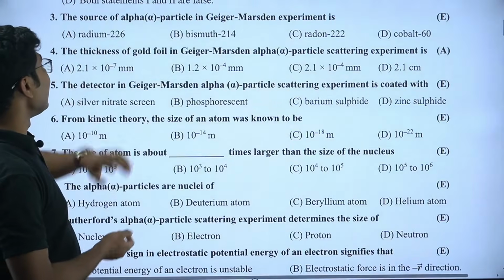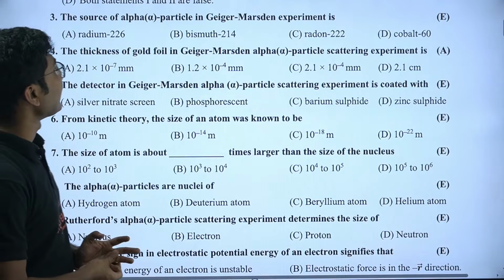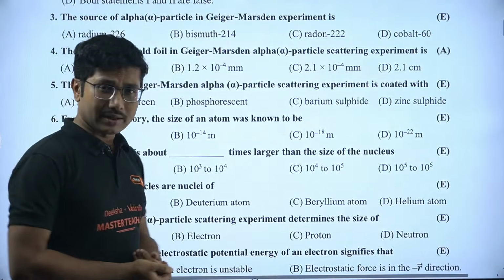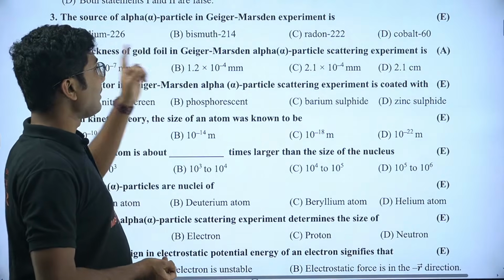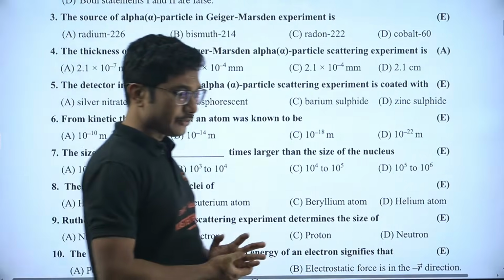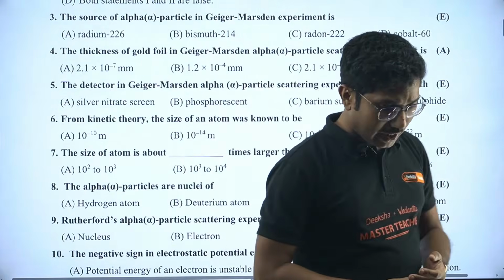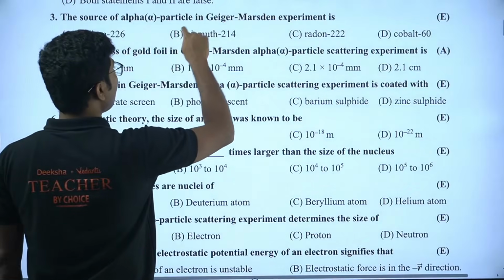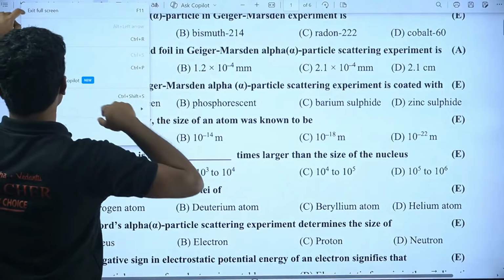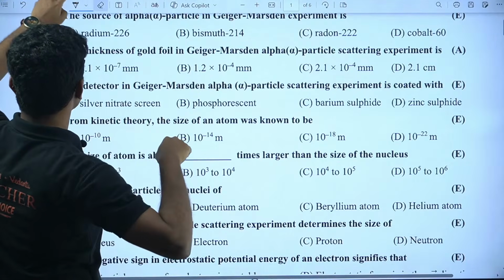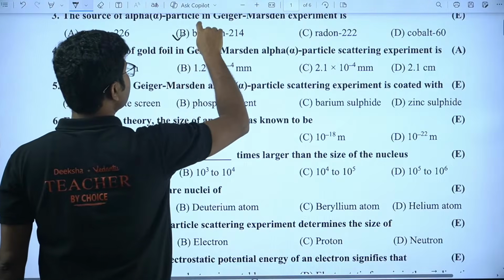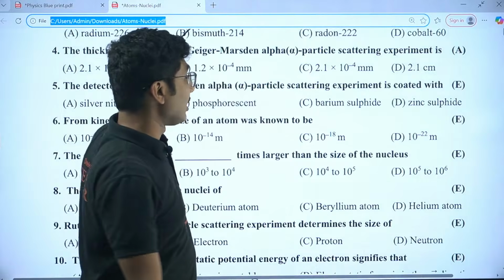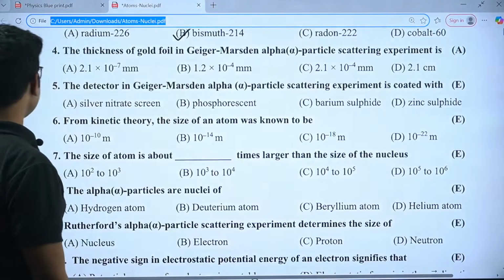Question number 3. The source of alpha particle in the Geiger-Marsden experiment. The Geiger-Marsden experiment is the same as the Rutherford experiment, so the same element is used. Which one is used? Nagraj is saying B. Yes, bismuth-214 is the element which is used for the Rutherford experiment or Geiger-Marsden experiment.